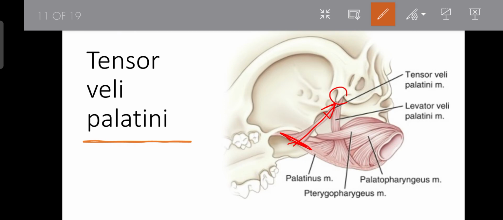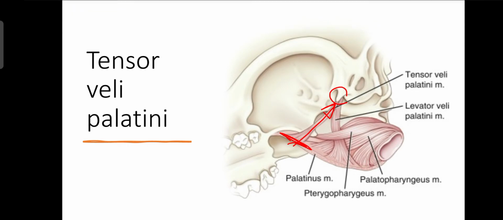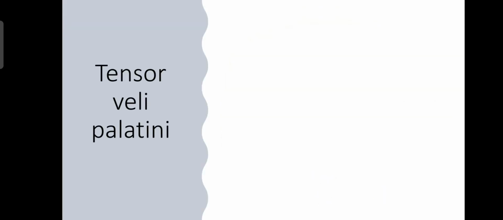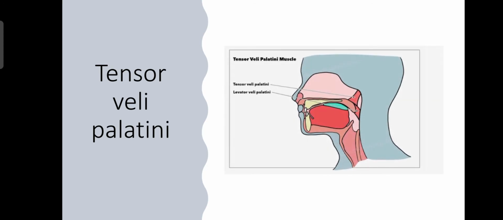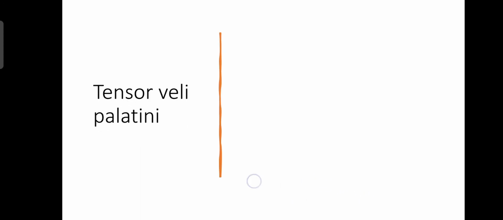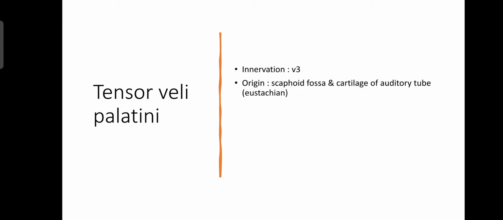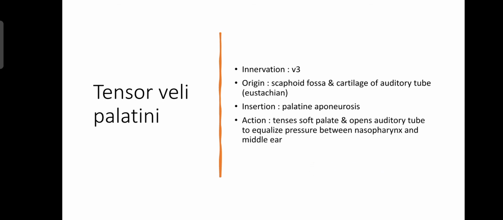The benefit from this action is to equalize the air pressure between the middle ear and nasopharynx. So innervation is the first exception, it is V3. Origin is scaphoid fossa, cartilage part of auditory tube or Eustachian tube. Insertion is palatine aponeurosis. Action is tension and opening of auditory tube to equalize the pressure.